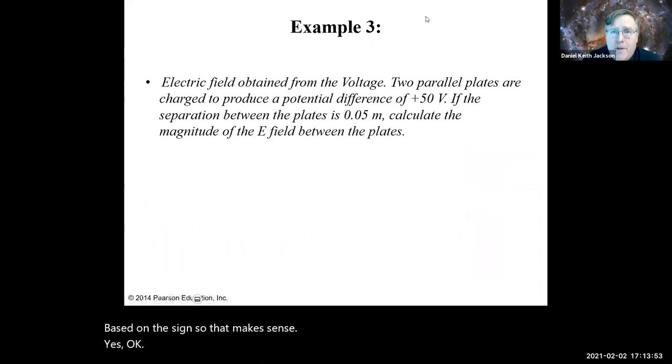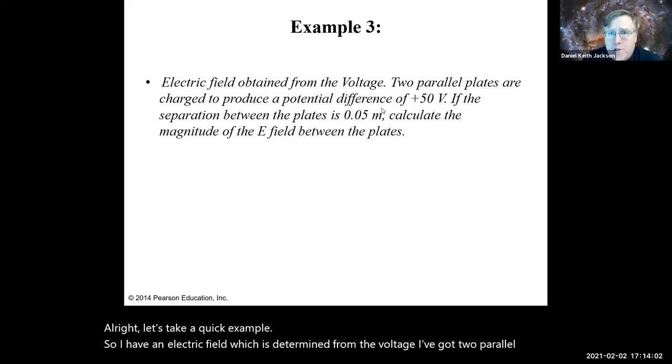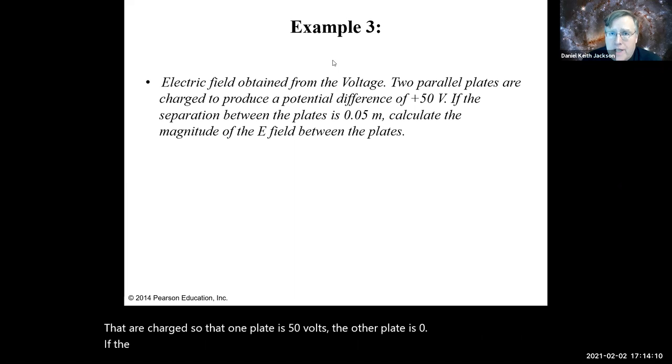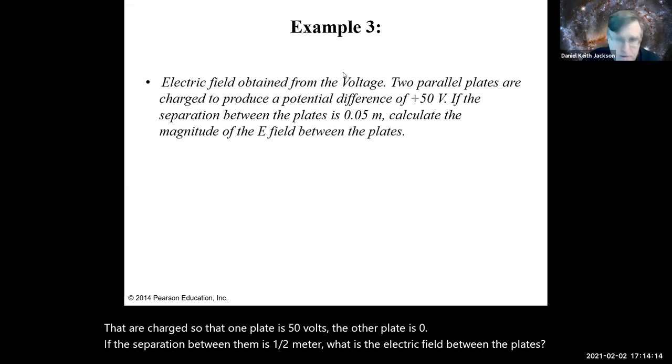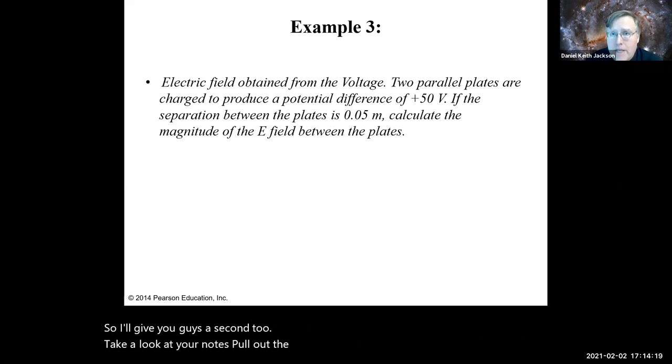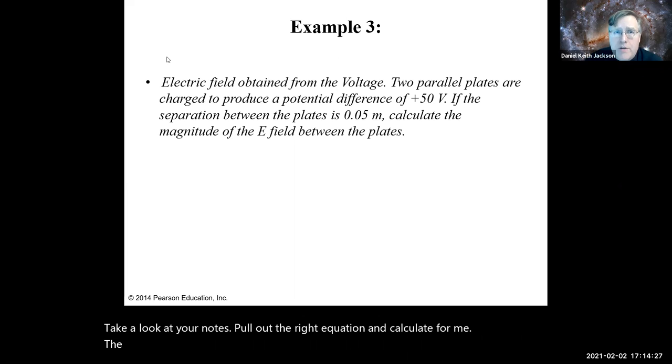All right, let's take a quick example. I have an electric field, which is determined from the voltage. I've got two parallel plates that are charged so that one plate is 50 volts, the other plate is zero. If the separation between them is a half meter, what is the electric field between the plates? I'll give you a second to look at your notes, pull out the right equation, and calculate the electric field. Give me a check mark in the participants tab when you've got it.